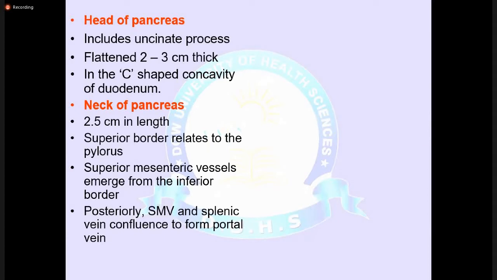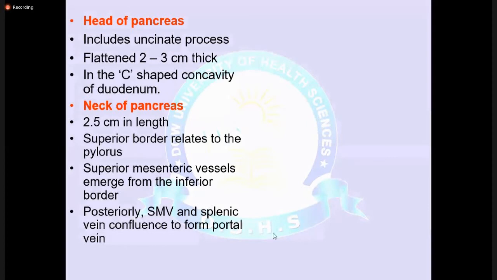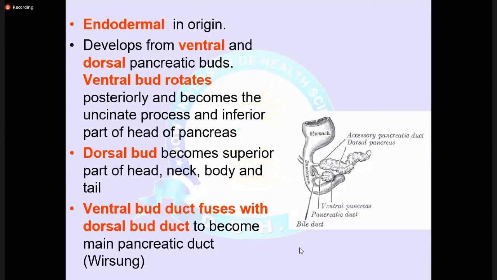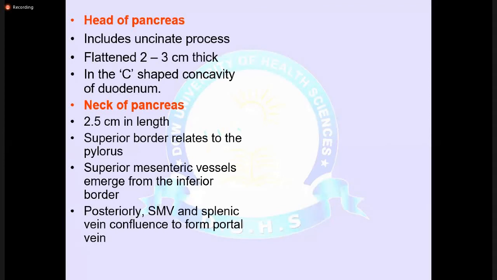I'll just go through the important relations of the different parts of the pancreas. Except for the tail, the major part of the pancreas is a retroperitoneal structure. The head of the pancreas lies in the concavity of the duodenum. The anterior relation of the head is the pylorus of the stomach. The neck of the pancreas also has the pylorus of the stomach anteriorly, and posteriorly you will have the superior mesenteric vessels.